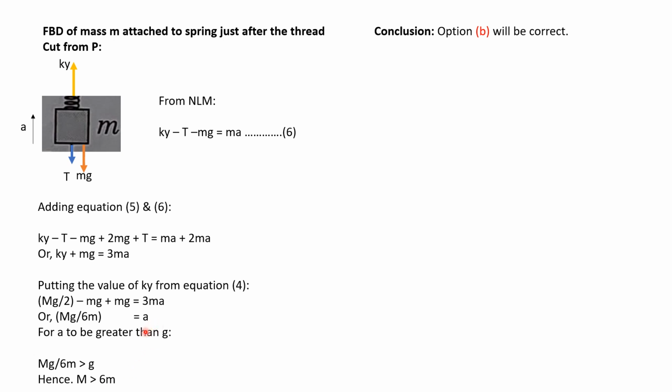Now in the question it is given that a should be greater than g. So we will use that. So we can write that this expression should be greater than g. Okay. And hence M will be greater than 6m. So in the options, if you see, option B is saying that M should be greater than 6m. Okay, capital M should be greater than 6 small m. So option B will be the correct option.